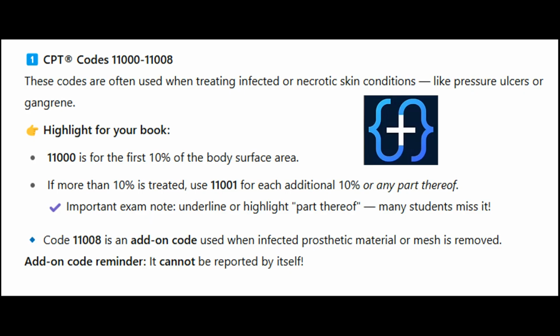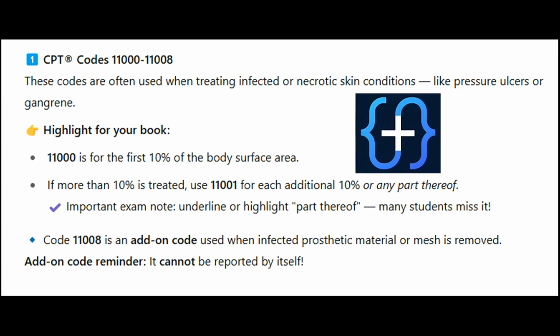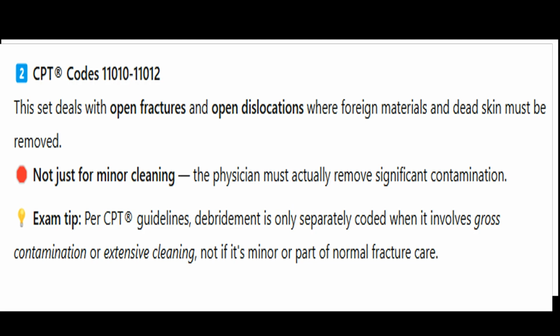Highlight for your book: 11,000 is for the first 10% of the body surface area. If more than 10% is treated, use 11,001 for each additional 10% or any part thereof. Important exam note: underline or highlight part thereof. Many students miss it. Code 11,008 is an add-on code used when infected prosthetic material or mesh is removed. Add-on code reminder: it cannot be reported by itself.